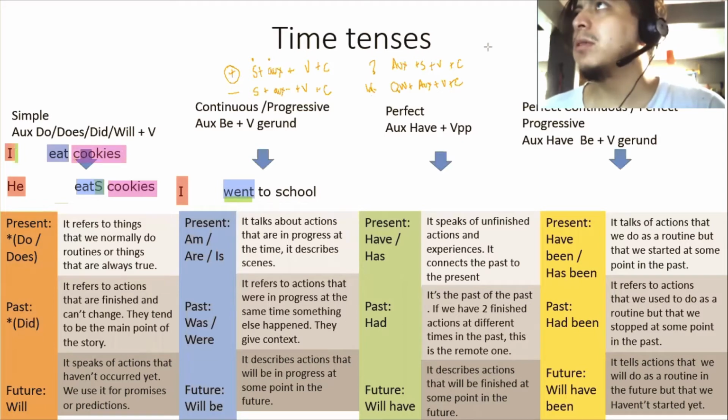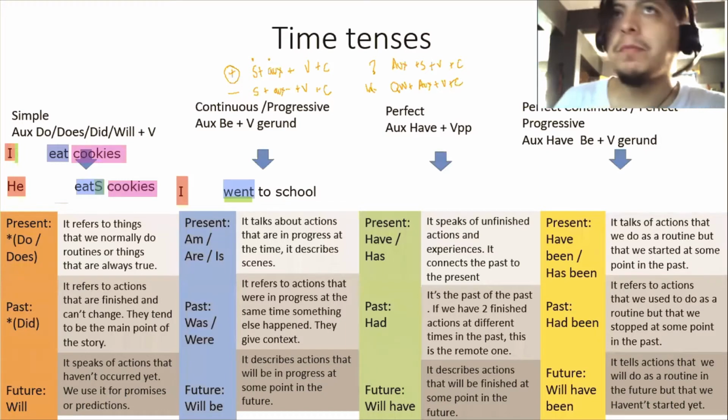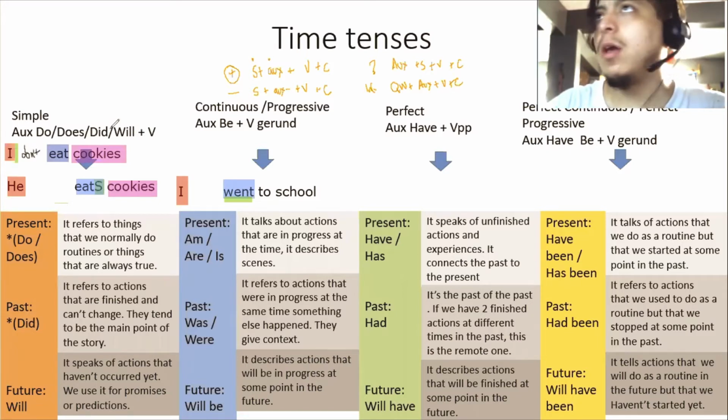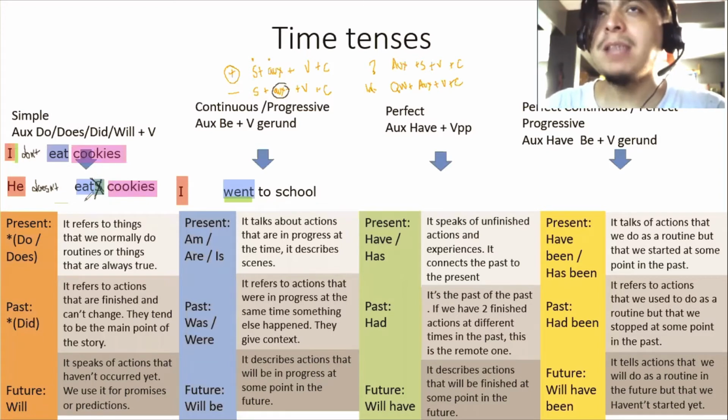So what happens is that I need the auxiliary. The auxiliary is do, and do takes the negative, don't. The auxiliary takes the negative. I don't eat cookies. In the third person, does, and it takes the negative, doesn't. When I have doesn't, I don't need the S. This will be double present, double S. It is redundant and it's unnecessary. So he doesn't eat cookies, right?